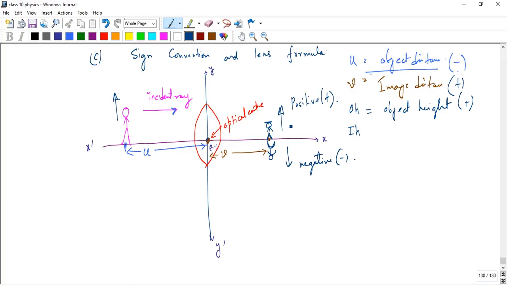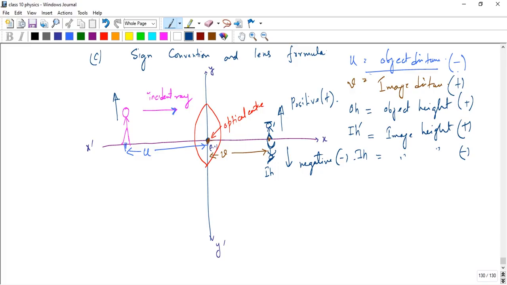So you get the image height, h dash. If I say that is h dash, that will be positive y. So image height is positive y. And if the image is inverted, then the image height h dash is negative.